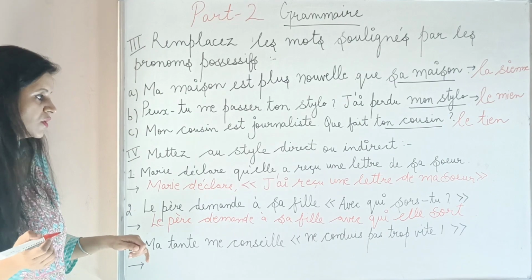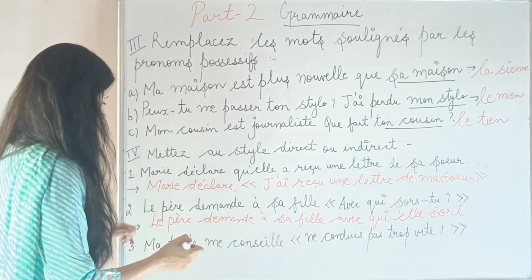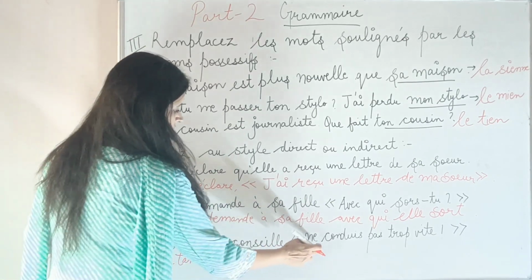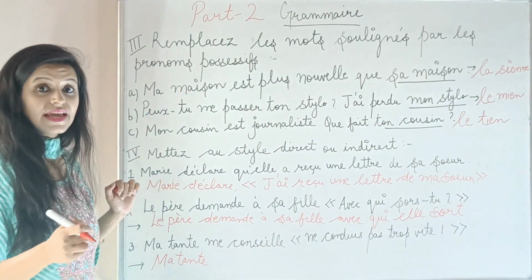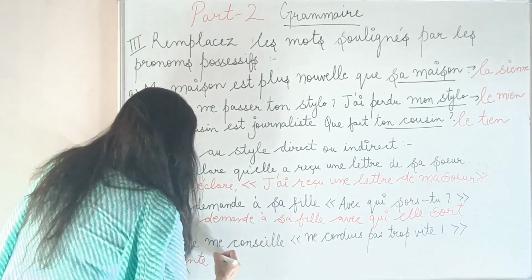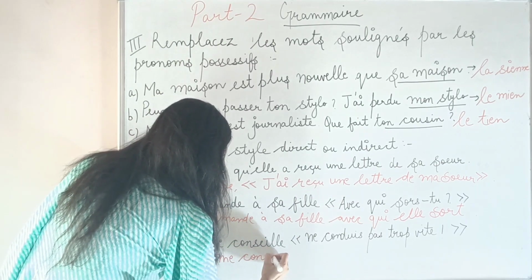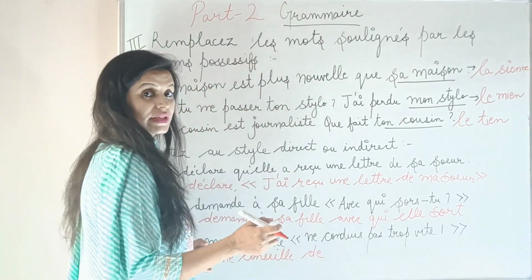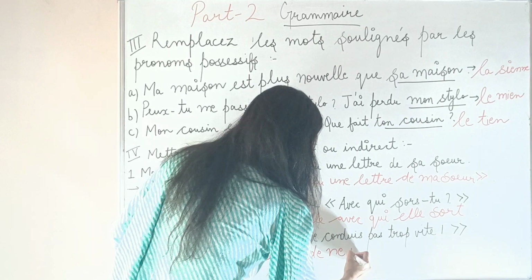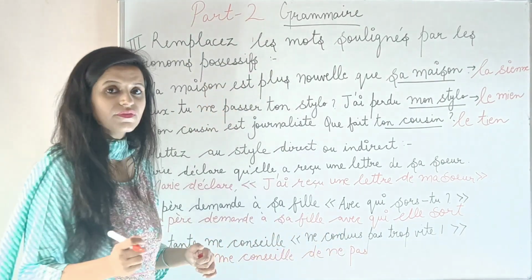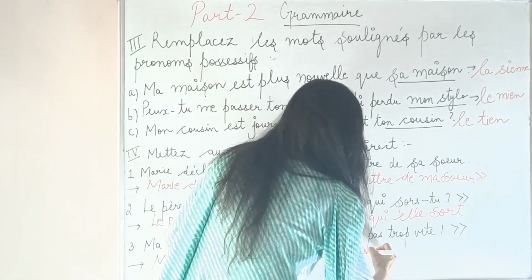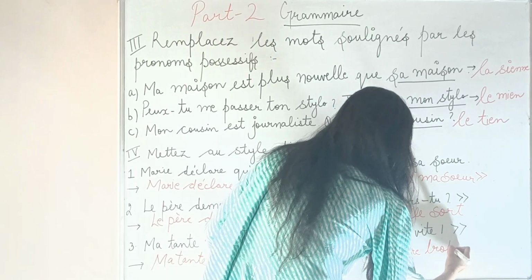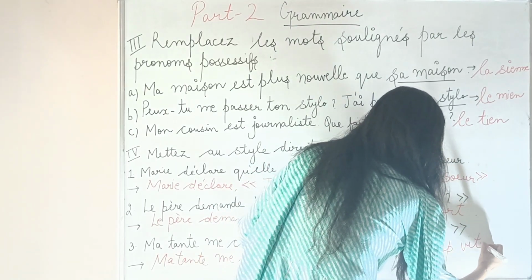So let's move to the next part. Ma tante me conseille, ne conduis pas trop vite. My aunt is suggesting to me. So we need to see the structure that is given. When you see the brackets are opening, there is no subject pronoun. That means it is an imperative case. And how do you do it? Ma tante me conseille de. If it's negative, you join the imperative with de, and then ne pas will be together. Conduire, which verb is it? Conduire, très bien, de ne pas conduire trop vite. Don't drive too fast.